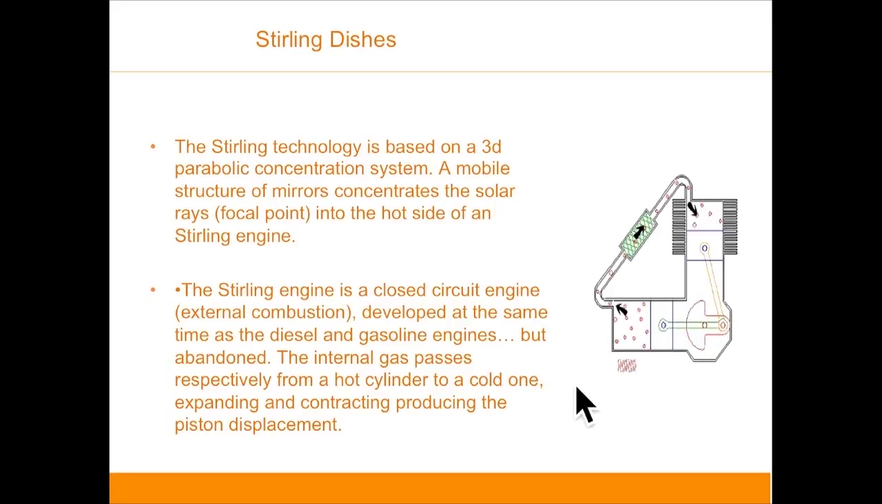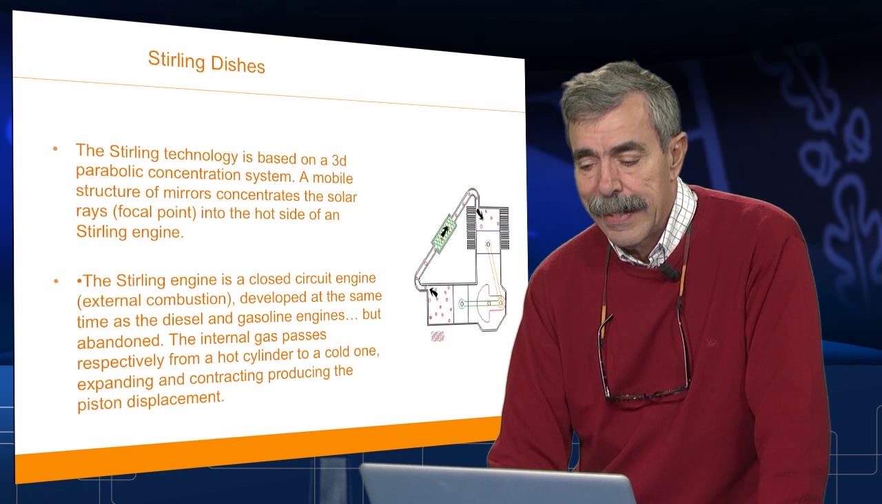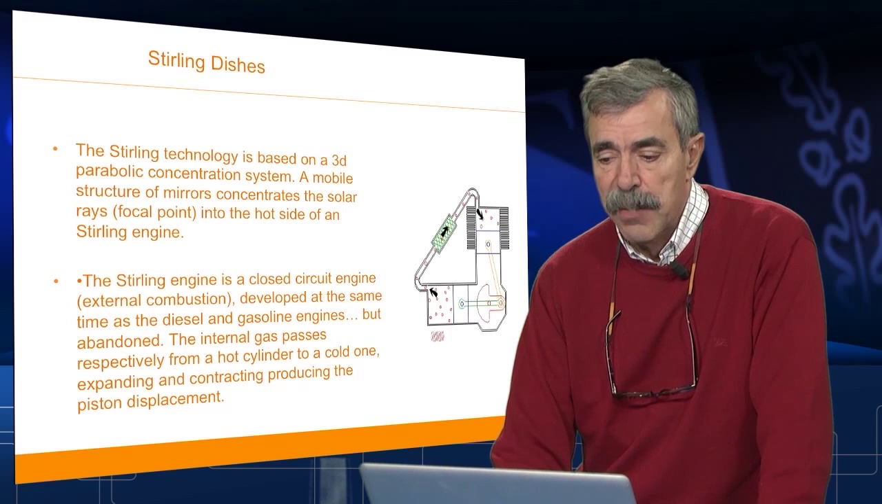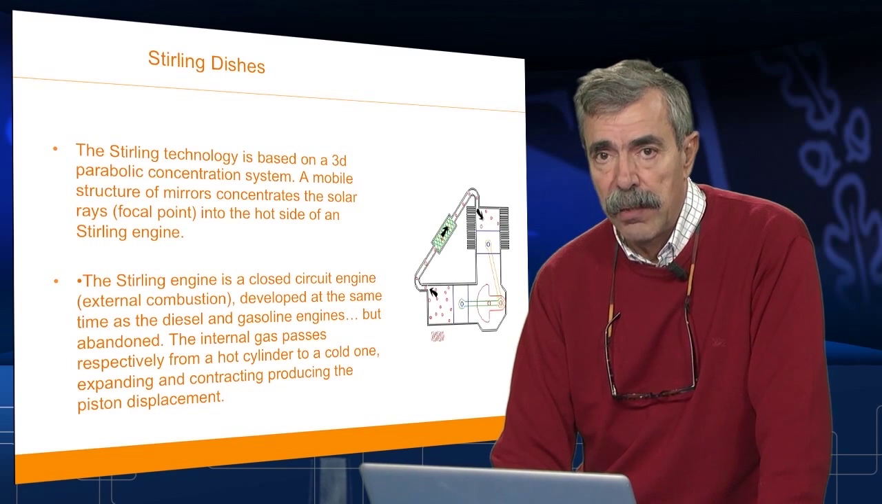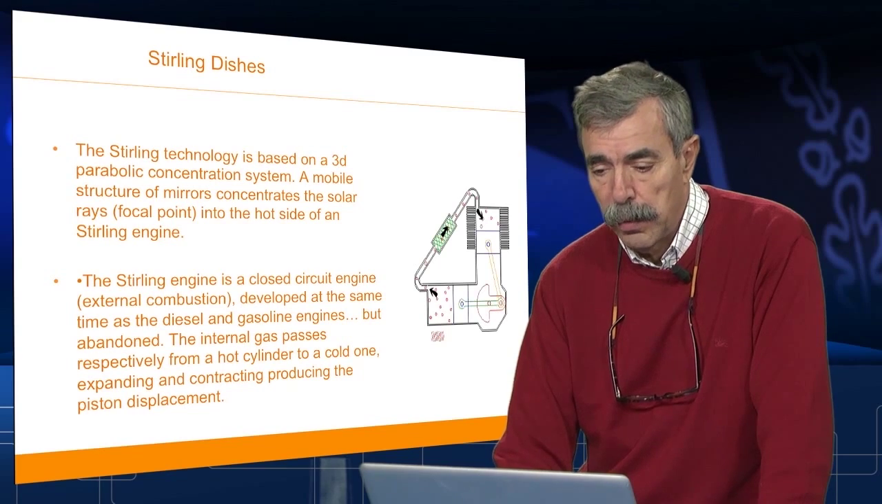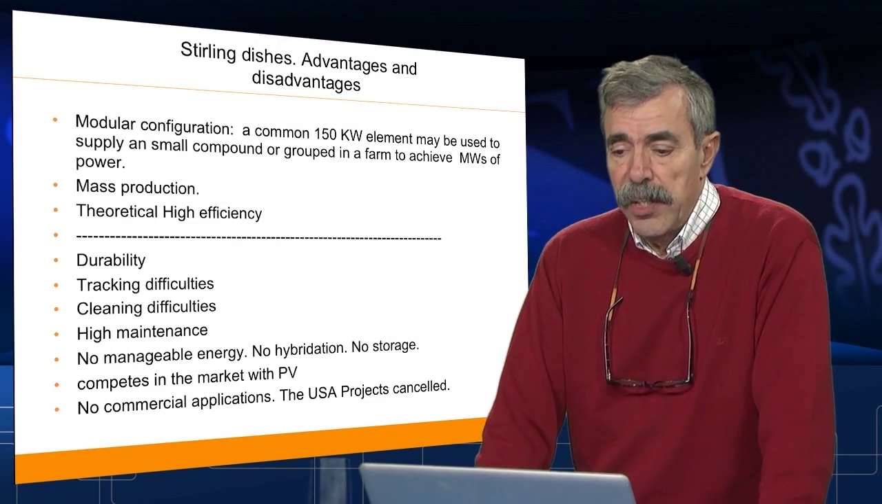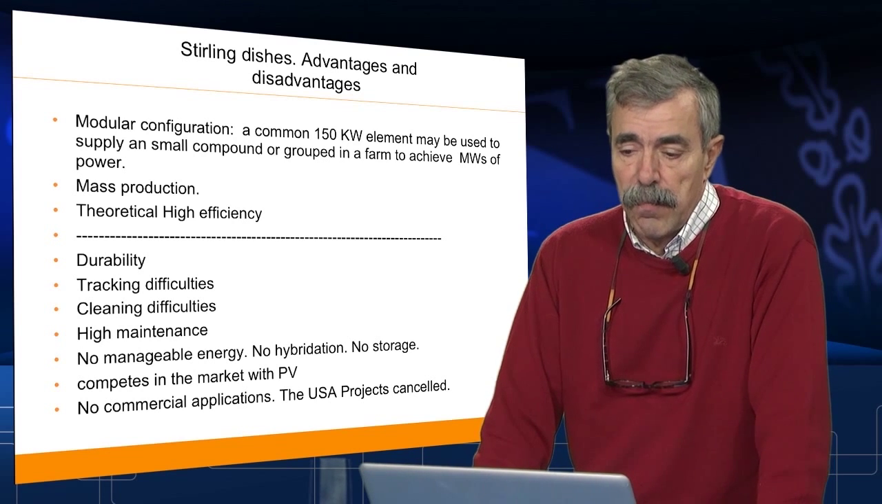And again, it was designed more or less at the same time as the diesel and gasoline motors, but has not been massively produced. That's my first concern: it has never been industrialized. The prices are very expensive, and the reliability of the motors is questionable. But I will say that the Stirling dishes have some advantages and some disadvantages.